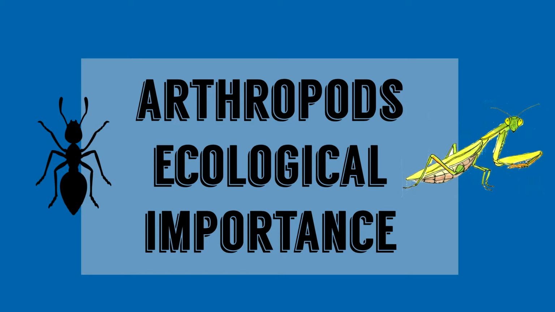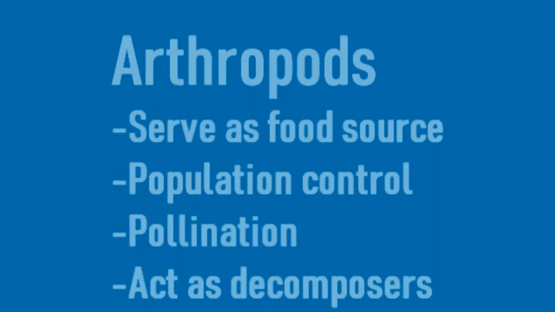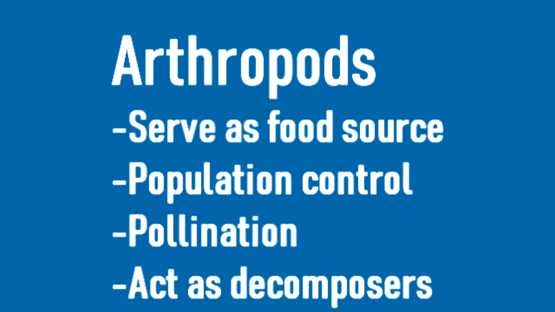Ecological importance to diversity. Arthropods are very important to the ecological diversity as they make up 84% of all the species in the animal kingdom. Arthropods are a very important food source for many other species, like frogs, fish, many birds, and some animals.